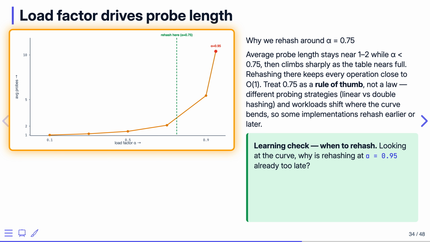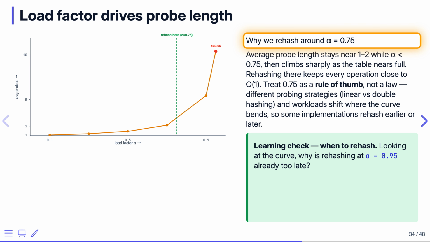The green dashed line marks the rehash threshold at alpha equals 0.75. To the left of it, probes are cheap. The red dot sits at alpha equals 0.95, way up high, where probes average around 10.